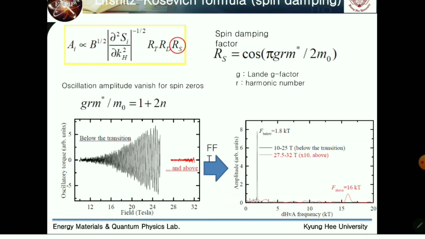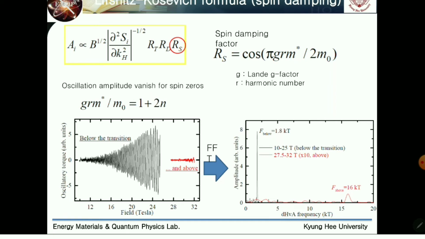And finally, RS means the spin damping factor. The spin damping factor is the cosine of this value, and it is an oscillating parameter. Here, g is the lambda g factor and r is the harmonic number. This oscillating amplitude vanishes for spin zeros, like 2 r m star over m0 g equals n plus 1/2. Then it is a minimum value, the zero value of the quantum oscillation.